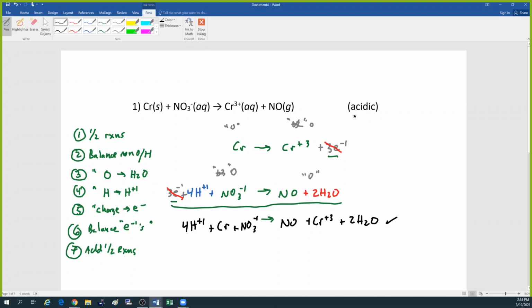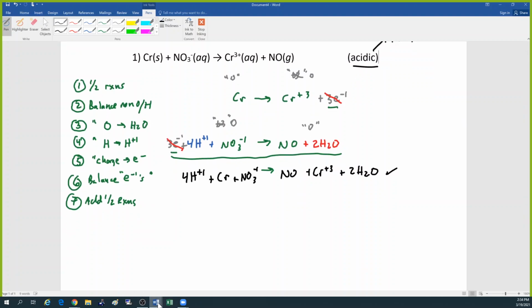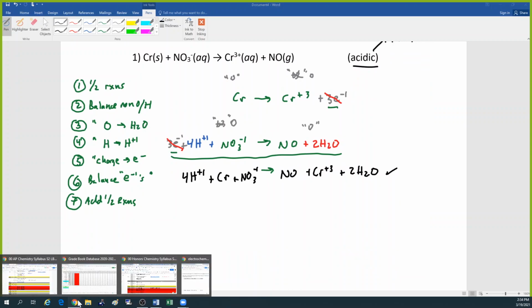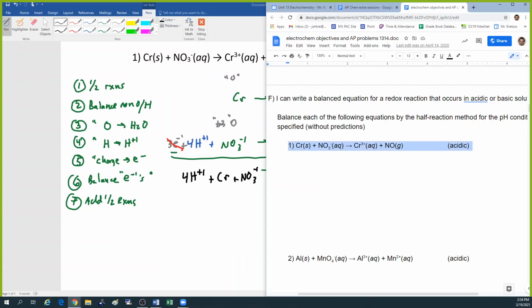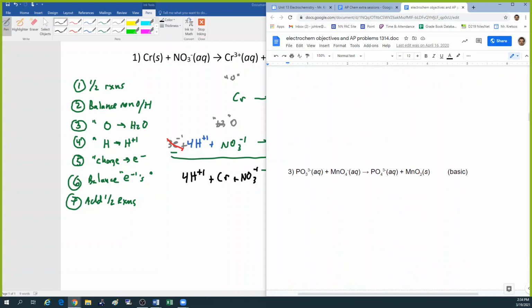And notice the fact that we balanced it in acid is why we had water molecules as well as hydrogen ions available. Let's remember, if we're going to get to a basic solution, we do all the same stuff, but at the end we add in the hydroxides. So let me pluck one of these and let you work through it from the acidic side at least, and then I can help you with the hydroxide part.